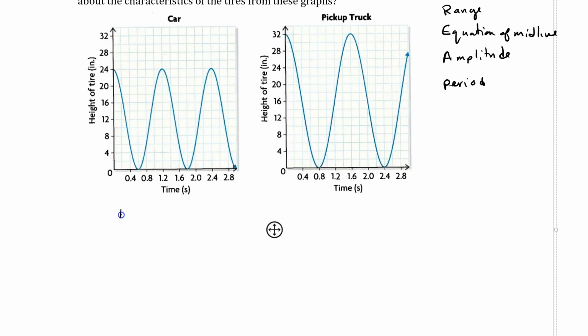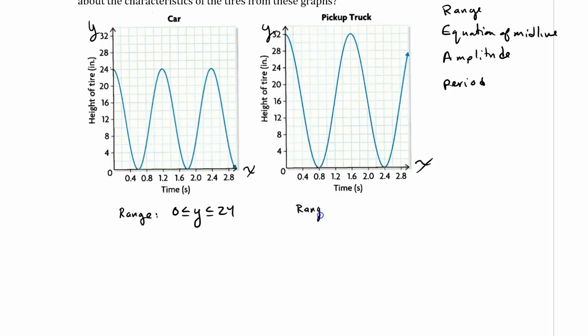So the range for this one is going to go between 0 and 24 inches. 0 is less than or equal to y is less than or equal to 24. I'm going to say y and x, and same thing here, y and x, so we know what we're talking about. Whereas the range here goes from 0 to 32. 0 is less than or equal to y is less than or equal to 32. So clearly, the pickup truck has a bigger sized wheel.